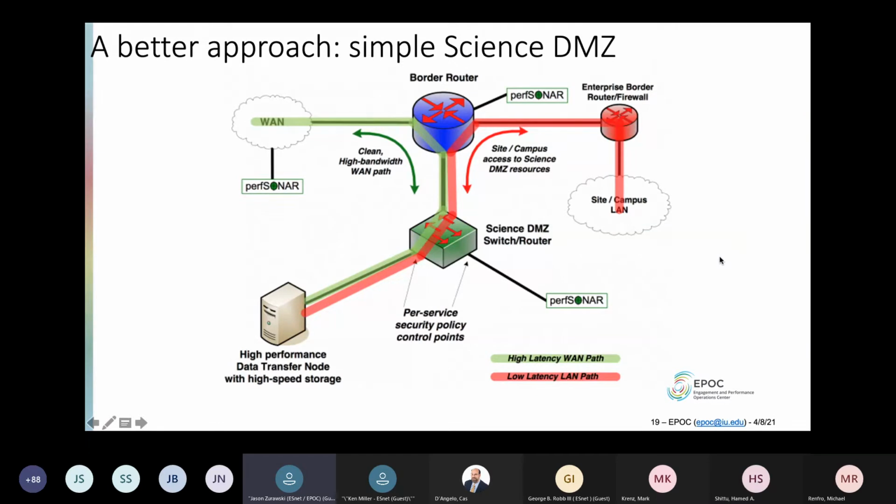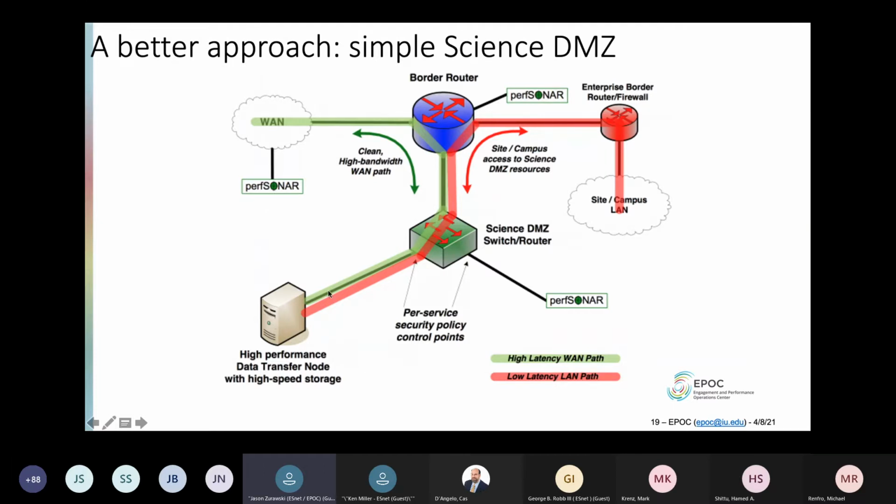So I'll deal with the DMZ part first. What we're trying to do here is establish this clean, high bandwidth, wide area path. And what that means is that we want to minimize the number of hops that we have to deal with here. We want to minimize the security disruptions, but we want to be able to go from our high performance data transfer node out to the outside world as cleanly and as efficiently as we possibly can. So that's the first step that we're trying to optimize for.